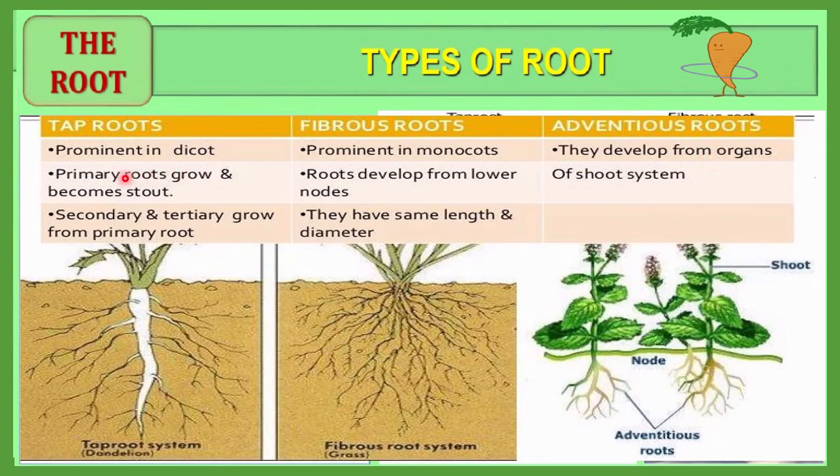Next difference: here you can see primary roots grow and become stout. It will become very thick, whereas here roots develop from the lower nodes. And here secondary and tertiary roots grow from the primary root. Whereas here they have the same length and diameter, no differences. You cannot identify which one is the tertiary, which is the secondary or the primary. So this is all about the differences between the taproot system, fibrous root system, and adventitious root system. These may be asked for 2 marks, so be well prepared for these differences.